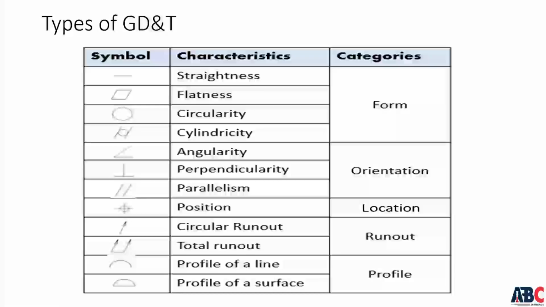This is a chart specifying types of GD&T. This consists of symbol, characteristics, categories. There are 5 types of categories: form controls, orientation controls, location controls, runout controls, and profile controls. We will see one by one.